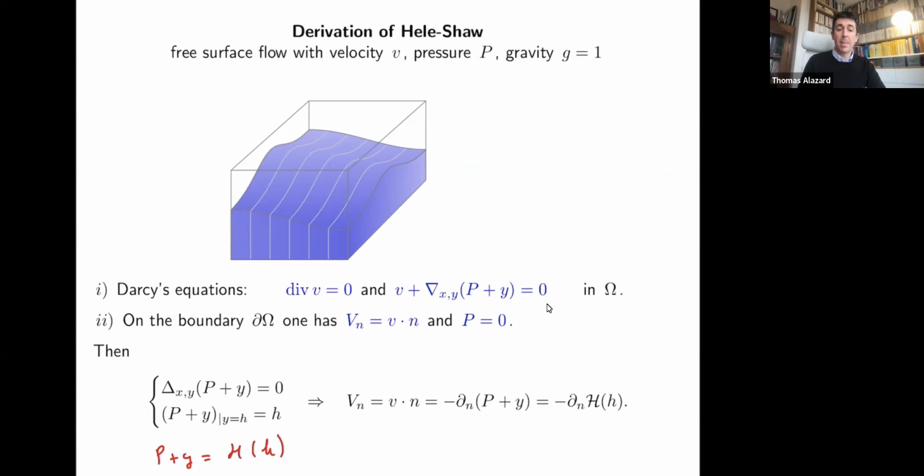Now the kinetic boundary condition, V_n equal to v dot n, implies, using the Darcy equation, that V_n is equal to minus ∂_n (p plus y). And since p plus y is equal to the harmonic extension of h, you get the elliptic equation, namely the fact that V_n is equal to minus the normal derivative of the harmonic extension of h.